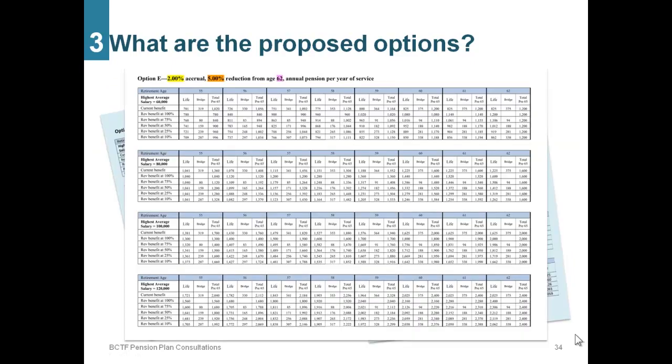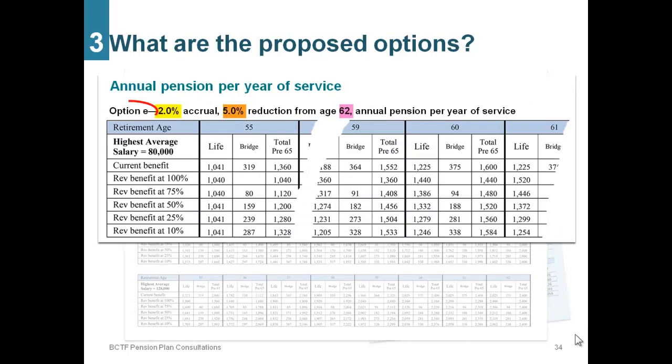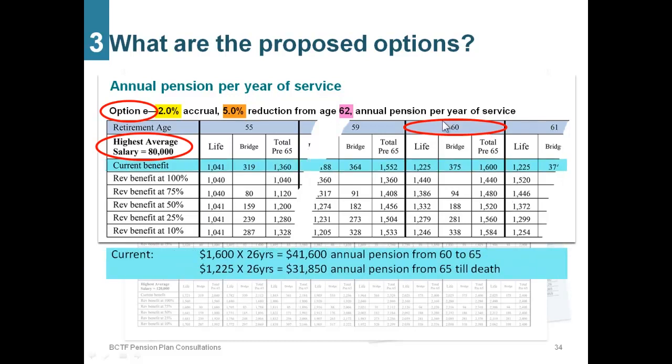It is also possible to compare the previous calculations to another option. In option E, the accrual rate is 2% with a 5% reduction from age 62. Therefore, the member who has an HAS of 80,000 will have all of the numbers in this column subjected to a 10% reduction for age 60.